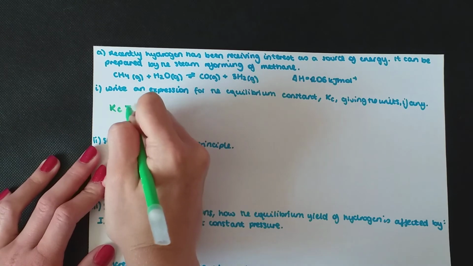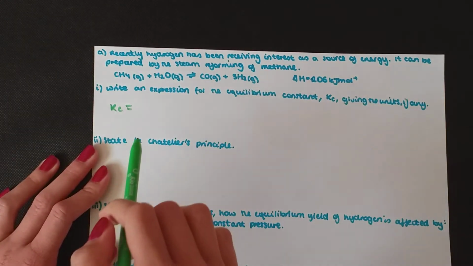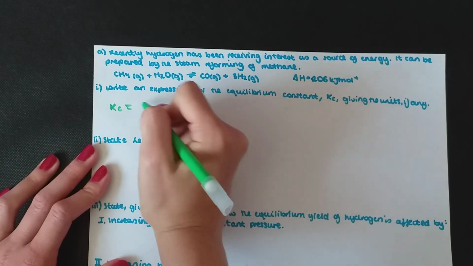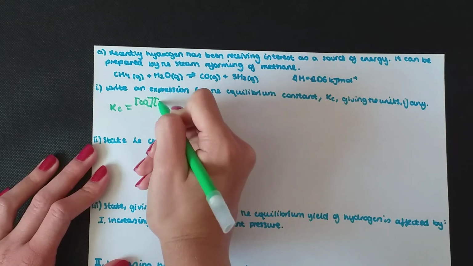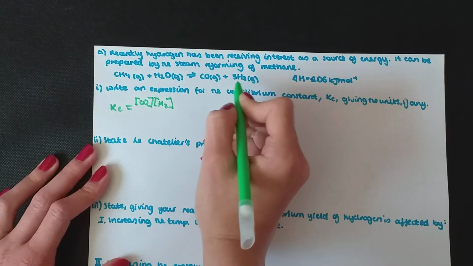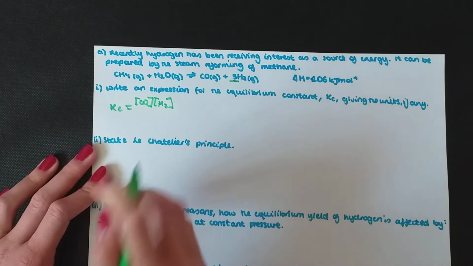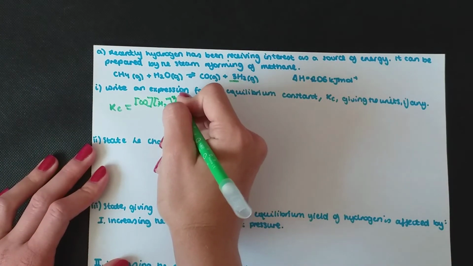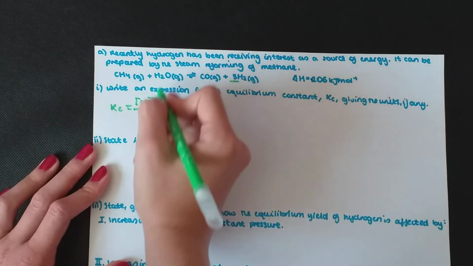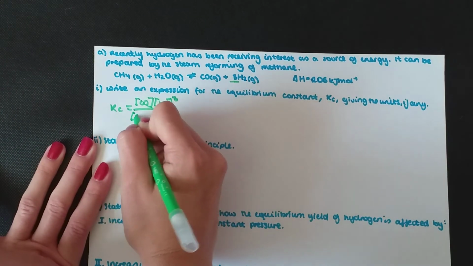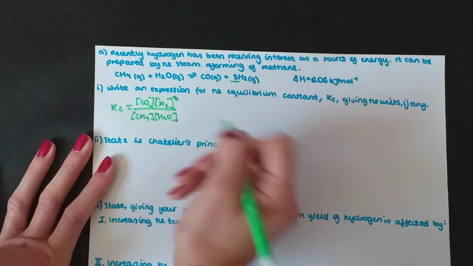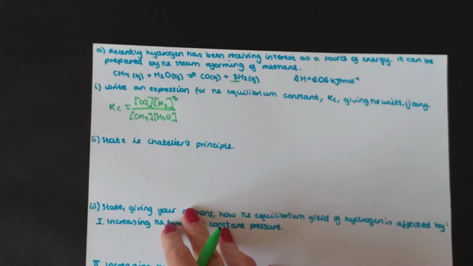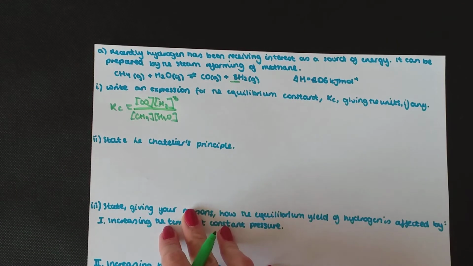So we know our Kc is products over reactants. So we have our products, it's CO and H2. And if we have a coefficient at the beginning, we put it as a power in the equation. And in the reactants, we have CH4 and H2O. So that's the expression for equilibrium constant Kc.